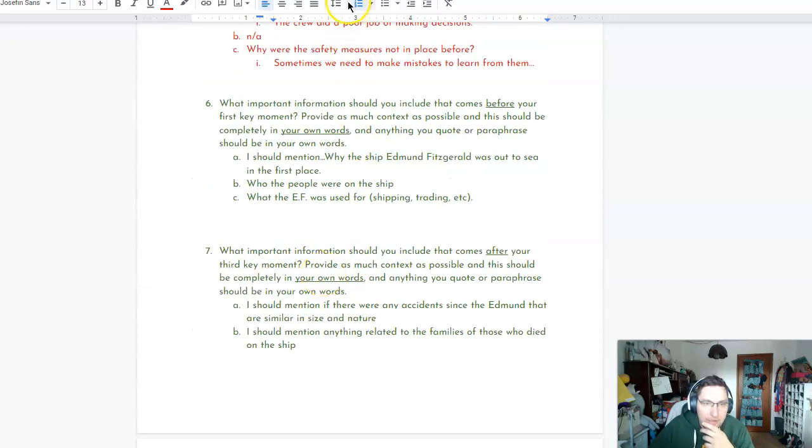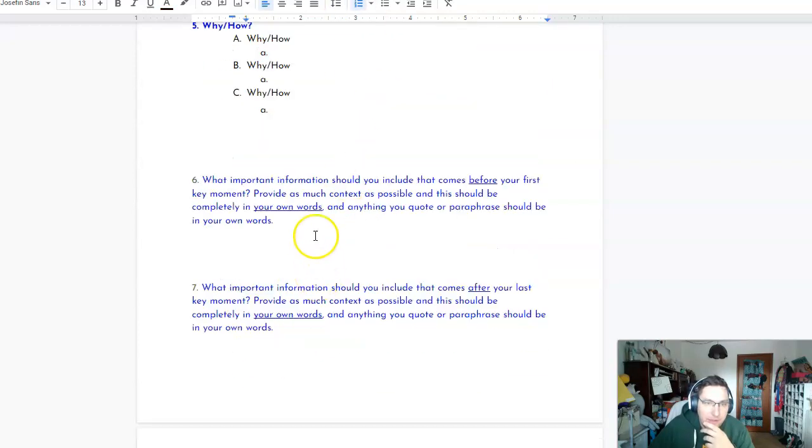One of them is quite easy. First one says, what important information should you include that comes before your first key moment? Provide as much context as possible, and this should be completely in your own words, and anything you quote or paraphrase should be in your own words. So if your first key moment, let's say you're doing 9/11, your first key moment is the Twin Towers being struck. There's a lot that came before that.